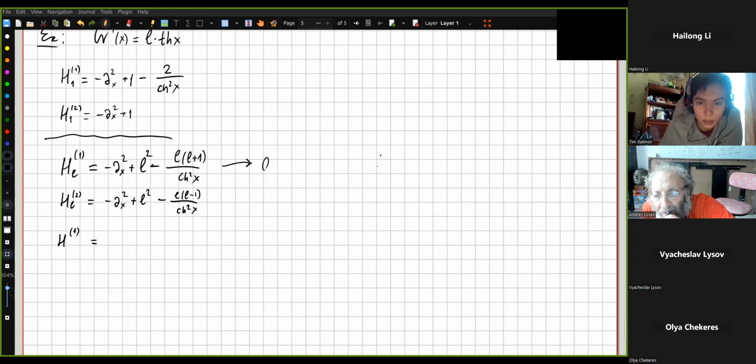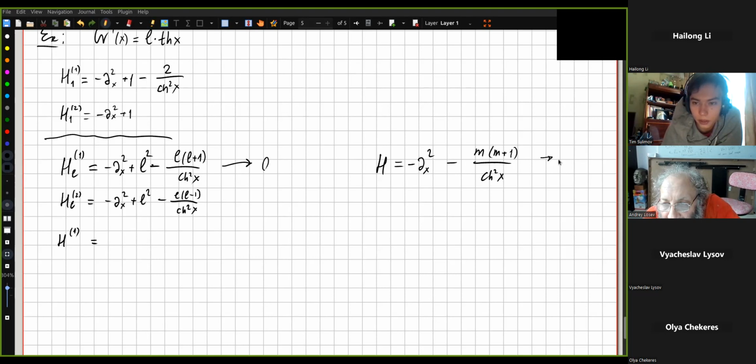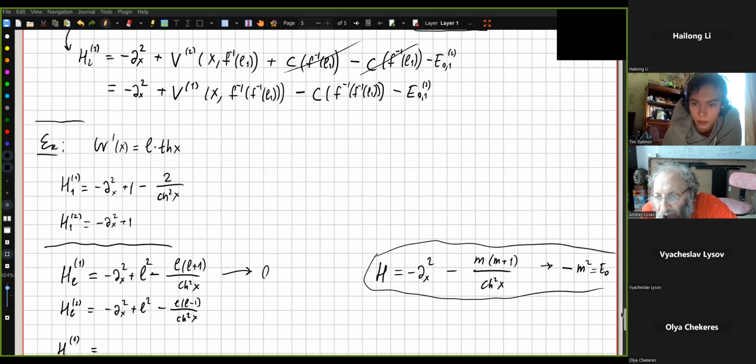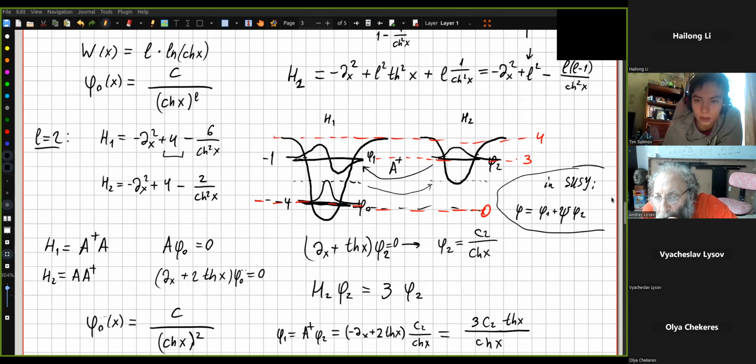And in general, this sort of potential minus some, let's call it M, will have a ground state energy of minus M squared. This is E naught. This is a general case. Since we can factorize it and we'll find the ground state, it has the ground state and the energy of minus M squared. So this is what we used in the very first example when we considered H2. And we said that, well, actually, we know the ground state function. That was because the potential was the same, just with a shifted constant.